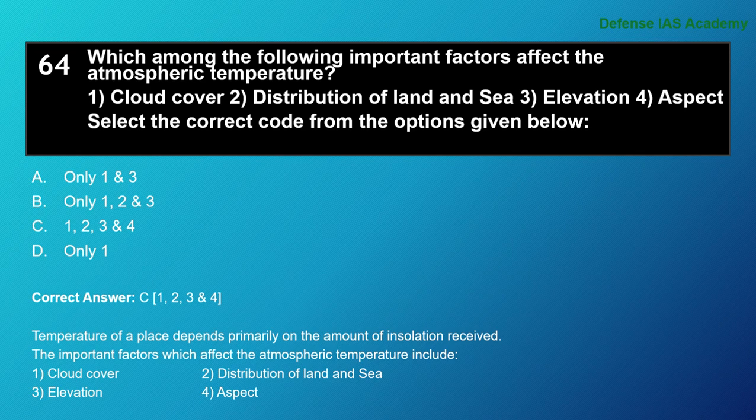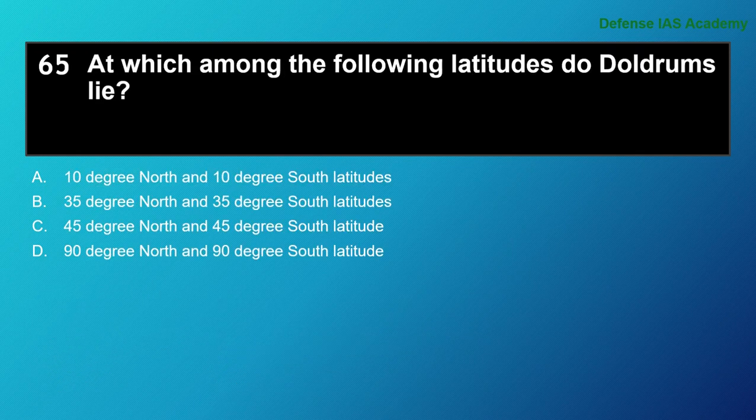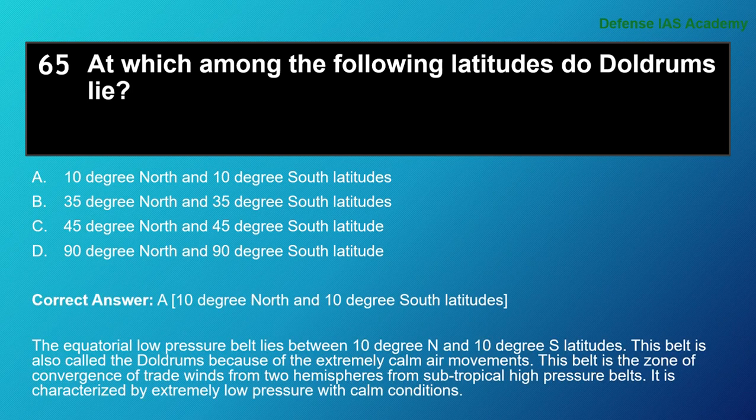The temperature of a place depends primarily on the amount of insolation received. The important factors which affect the atmospheric temperature are the cloud cover, the distribution of land and sea, the elevation and the aspect.